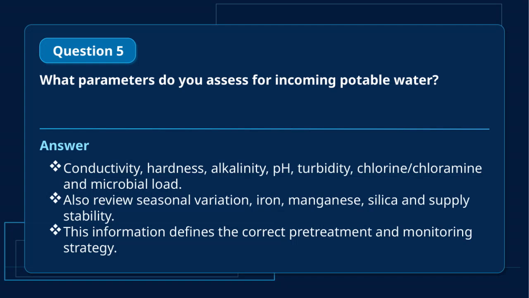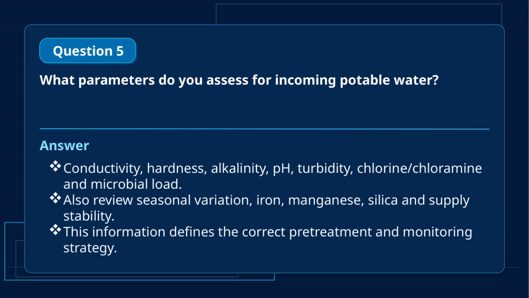Question 5. What parameters do you assess for incoming potable water? Answer. It's essential to assess several key parameters to ensure its quality and suitability for use. We look at conductivity, which helps us understand the water's ionic content, as well as hardness, alkalinity, and pH levels, all of which affect water chemistry and treatment processes. Turbidity is important too, as it indicates the clarity of the water and the presence of suspended particles.